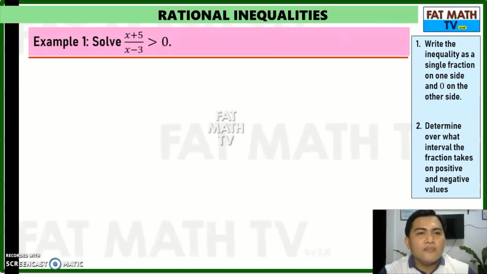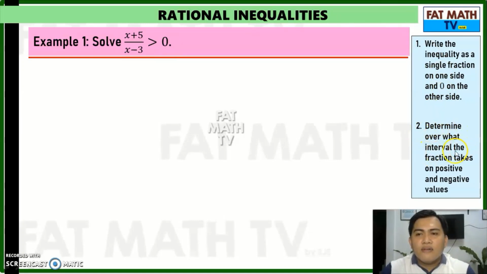For example, solve (x + 5)/(x - 3) > 0. What values of x will satisfy this inequality? The first step is to write the inequality as a single fraction on one side and 0 on the other side. This is already a single fraction and the right side is already 0, so we move to step number 2.